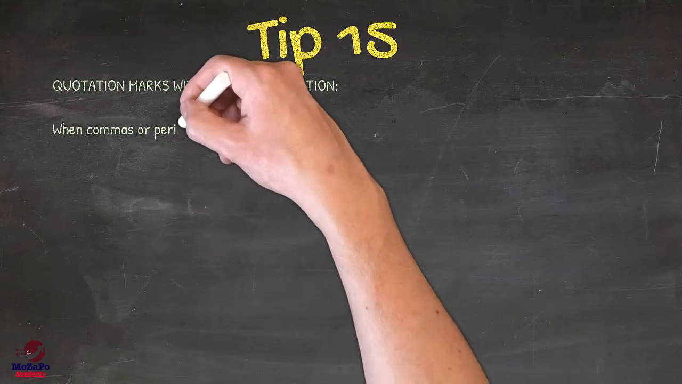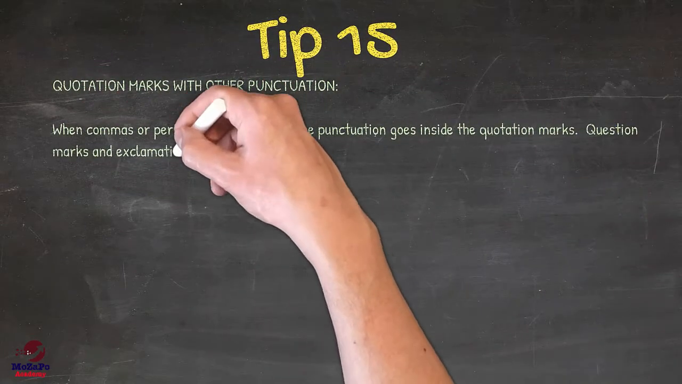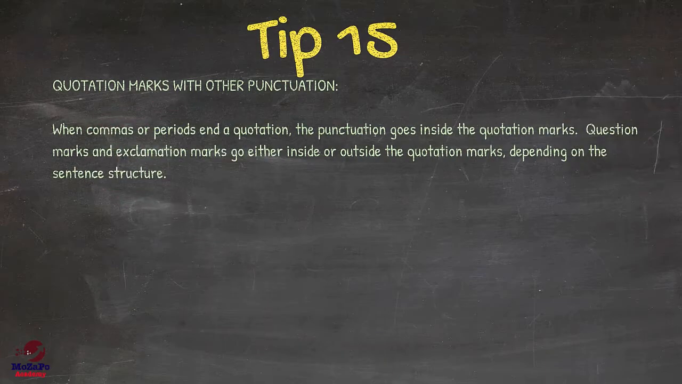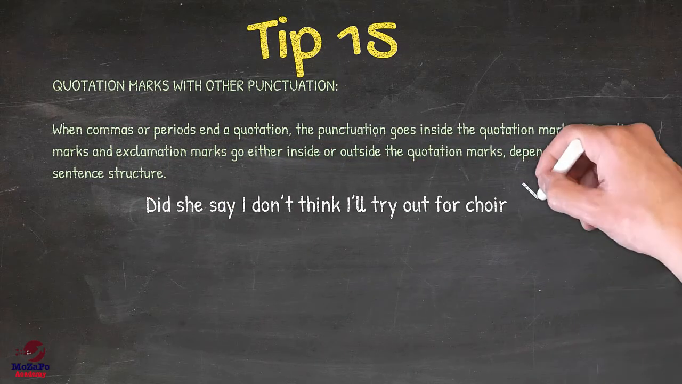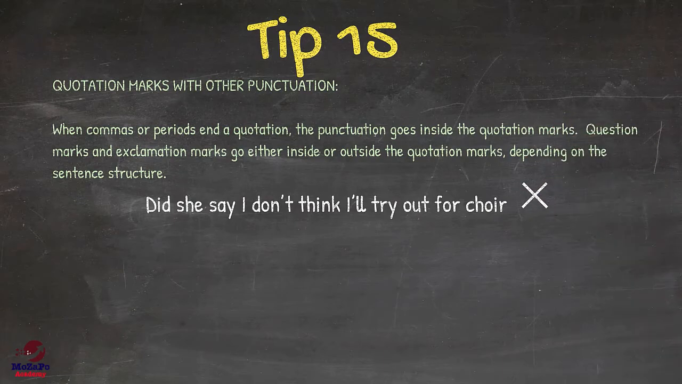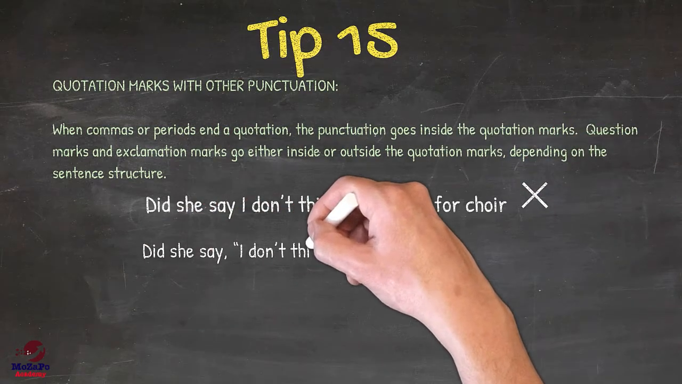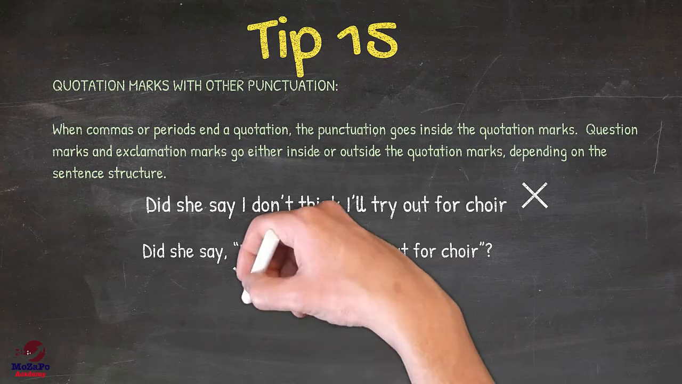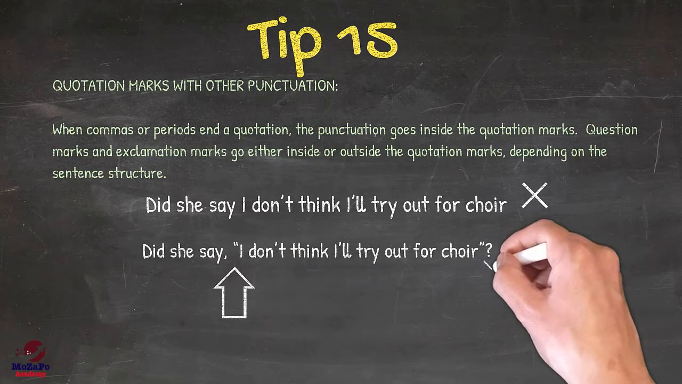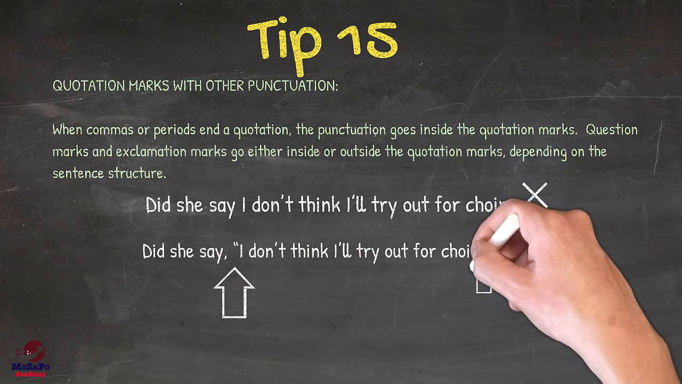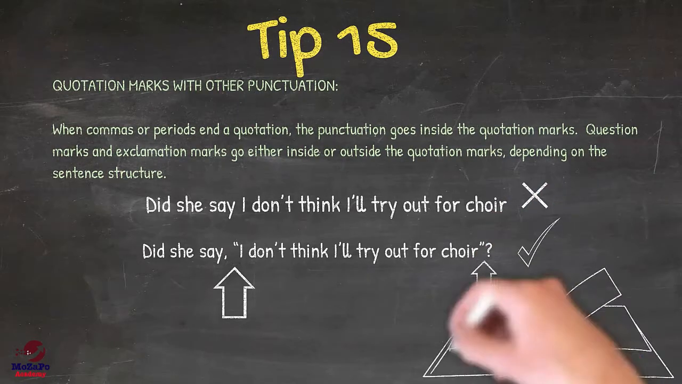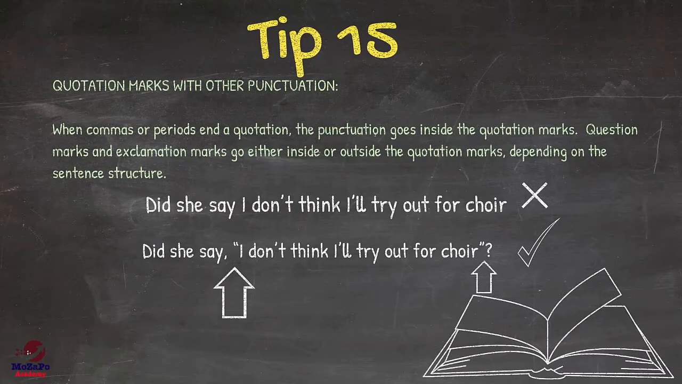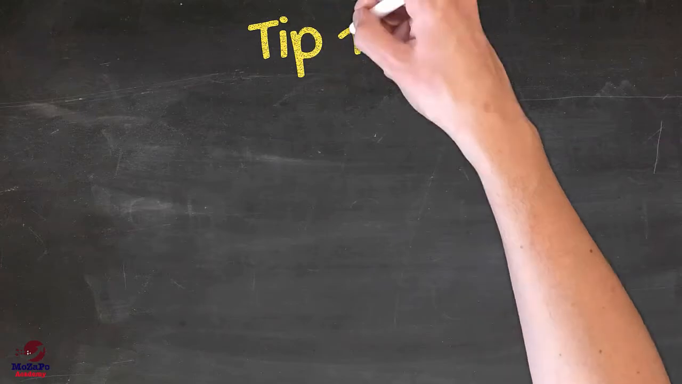Next tip. Question marks with other punctuation. When commas or periods end a quotation, the punctuation goes inside the quotation marks. Question marks and exclamation marks go either inside or outside the quotation marks, depending on the sentence structure. As you can see here, did she say, comma, quotation mark, we finish it, and then question mark.